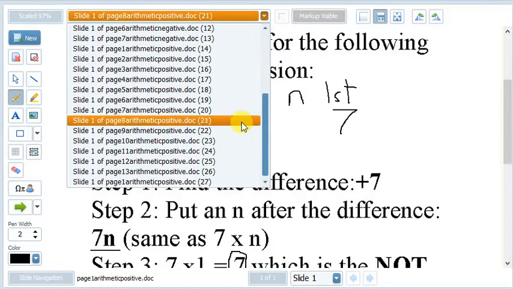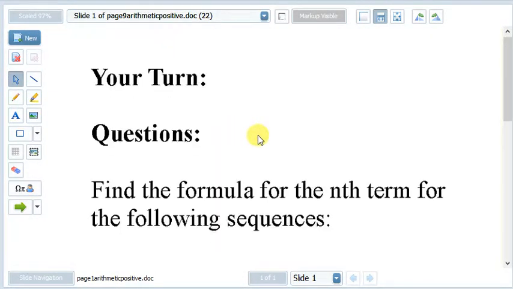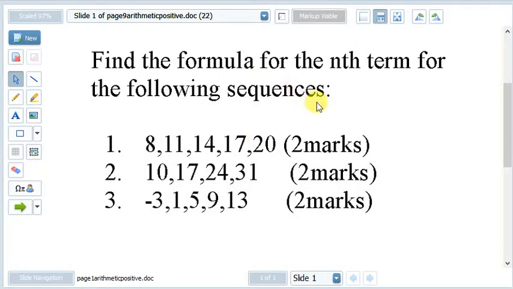Okay, so it's now your turn to have a go at some questions, and what I want you to do is to pause the video and have a go at finding the nth term for the following sequences.